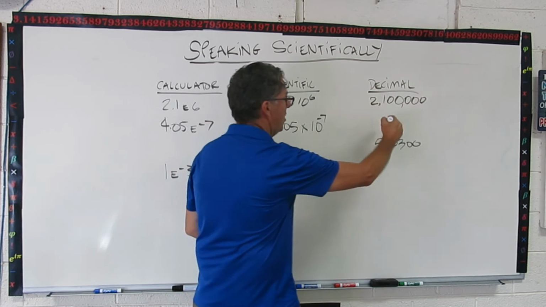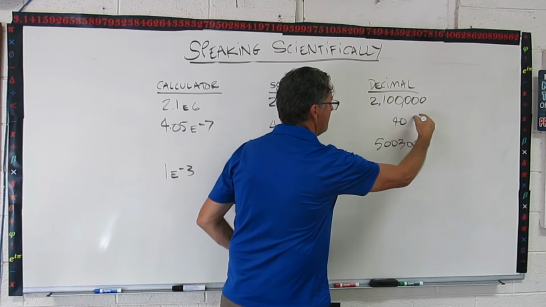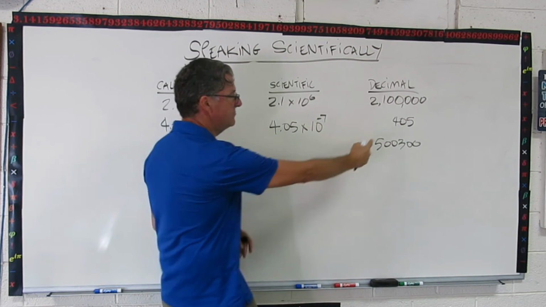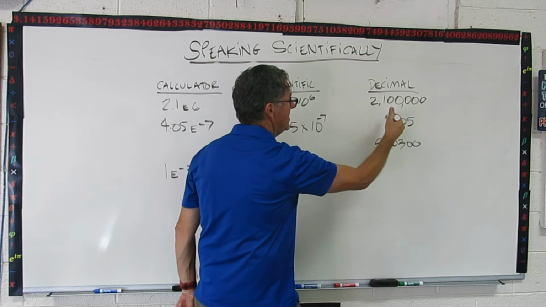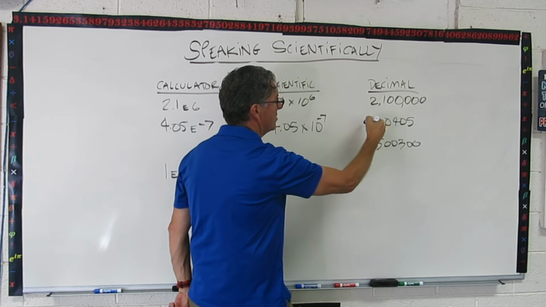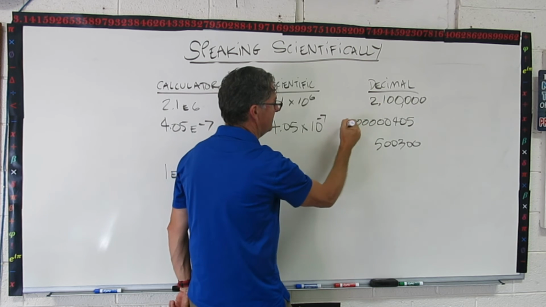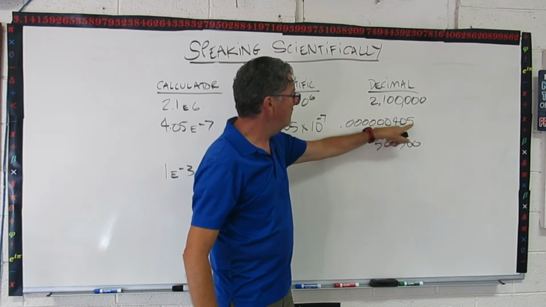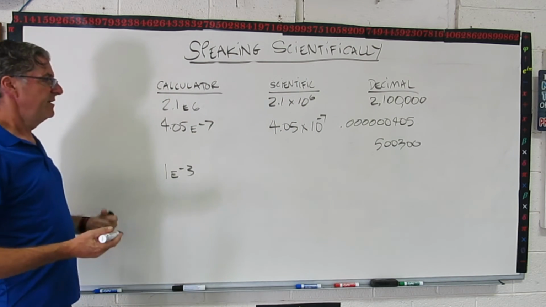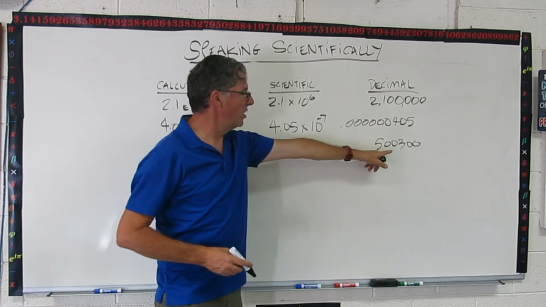So we have 405, and our decimal is here, and now we're going to go 7 this way. So 1, 2, 3, 4, 5, 6, 7. So that's 0.000000405. Okay? Now let's do this nice ginormous number.